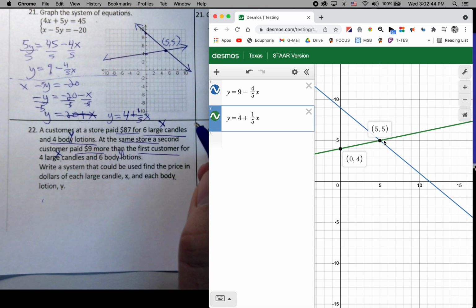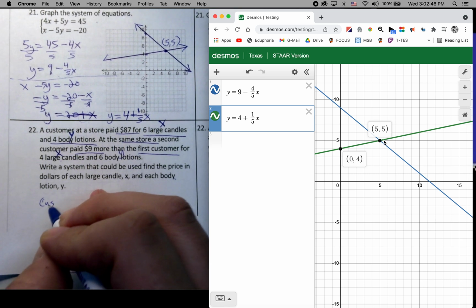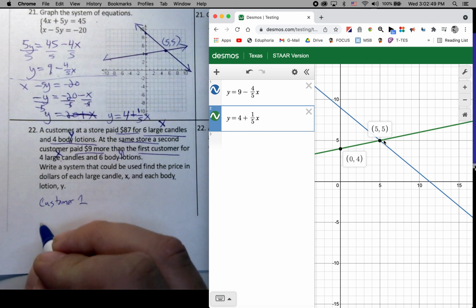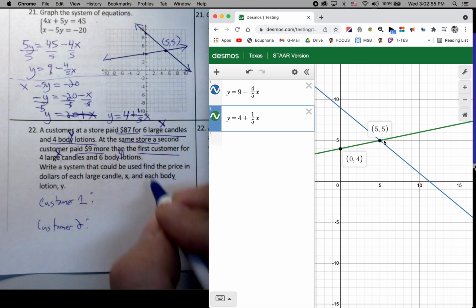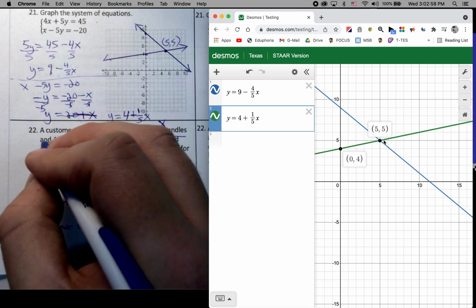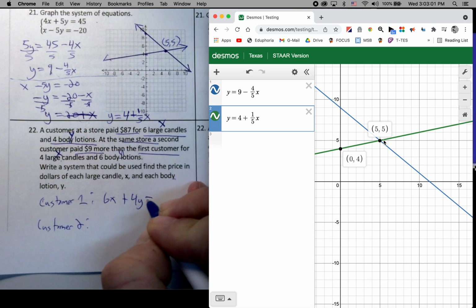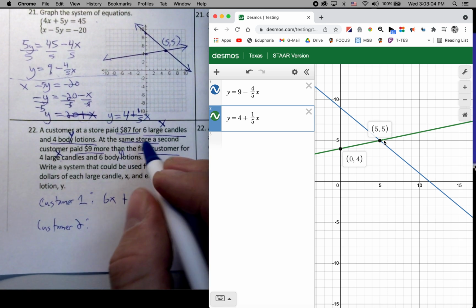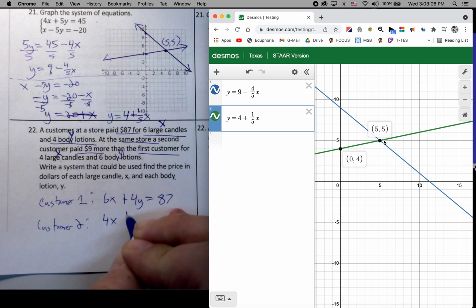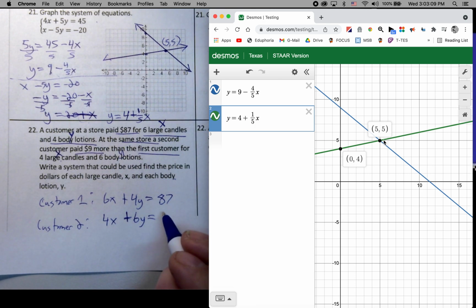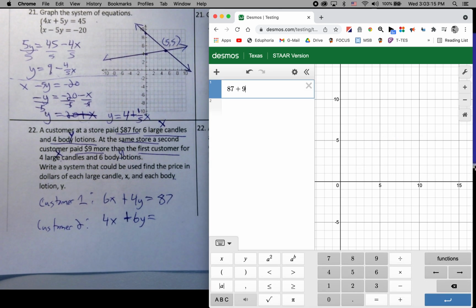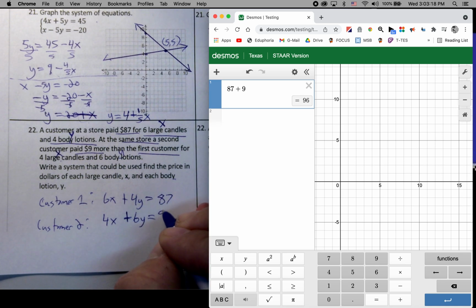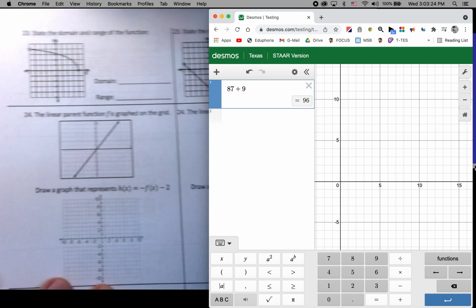Okay, so the first customer, I got customer 1, and I got customer 2. Customer 1, it says it's 6x plus 4y, totaling $87. This other one says they bought 4 large candles and 6 Y. Now, it does not equal 9. It needs to be 87 plus 9, which happens to be 96. Because 87 plus 9 is 96. All right? We got a few more.